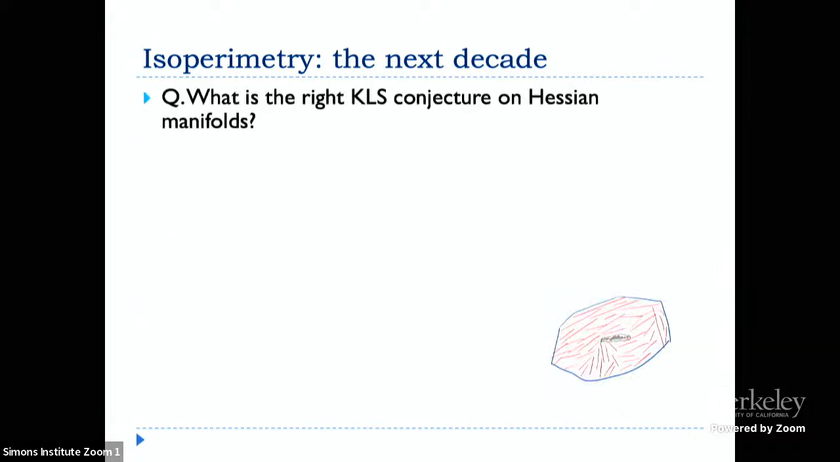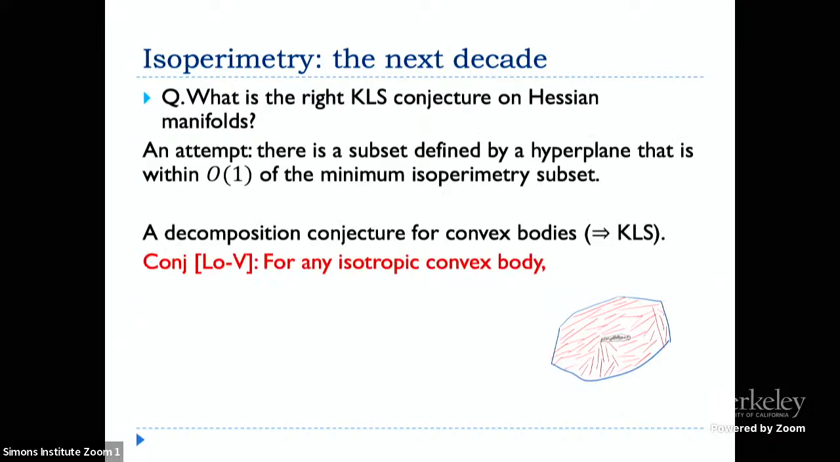Okay. I'll conclude with one conjecture, made with Lovász a long time ago, I don't know exactly when. It would imply the KLS conjecture. And this is a combinatorial conjecture, it's almost combinatorial. For any isotropic convex body and any decomposition of it into cylinders, you give me an arbitrary decomposition into cylinders. What do I mean by a cylinder?